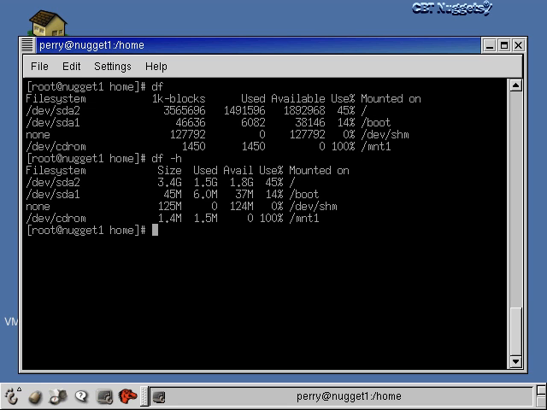Pretty much the same, except it just displays the sizes in something that makes more sense to me than 303,560,056,000 whatever blocks. It just says it's 3.4 gigabytes, which is much more comprehensible to me. 1.5 gigabytes is used and 1.8 gigabytes is available. Now you'll see 1.8 plus 1.5 adds up to 3.3, not 3.4.